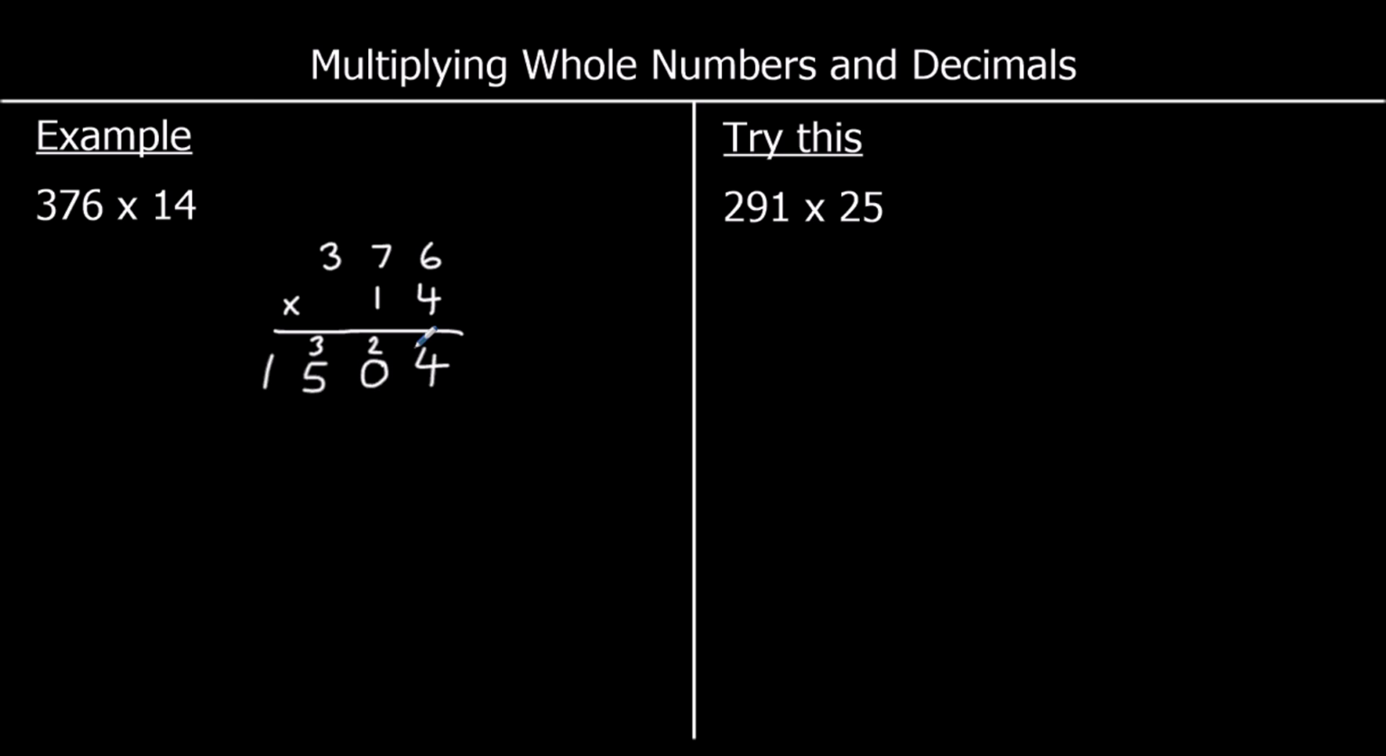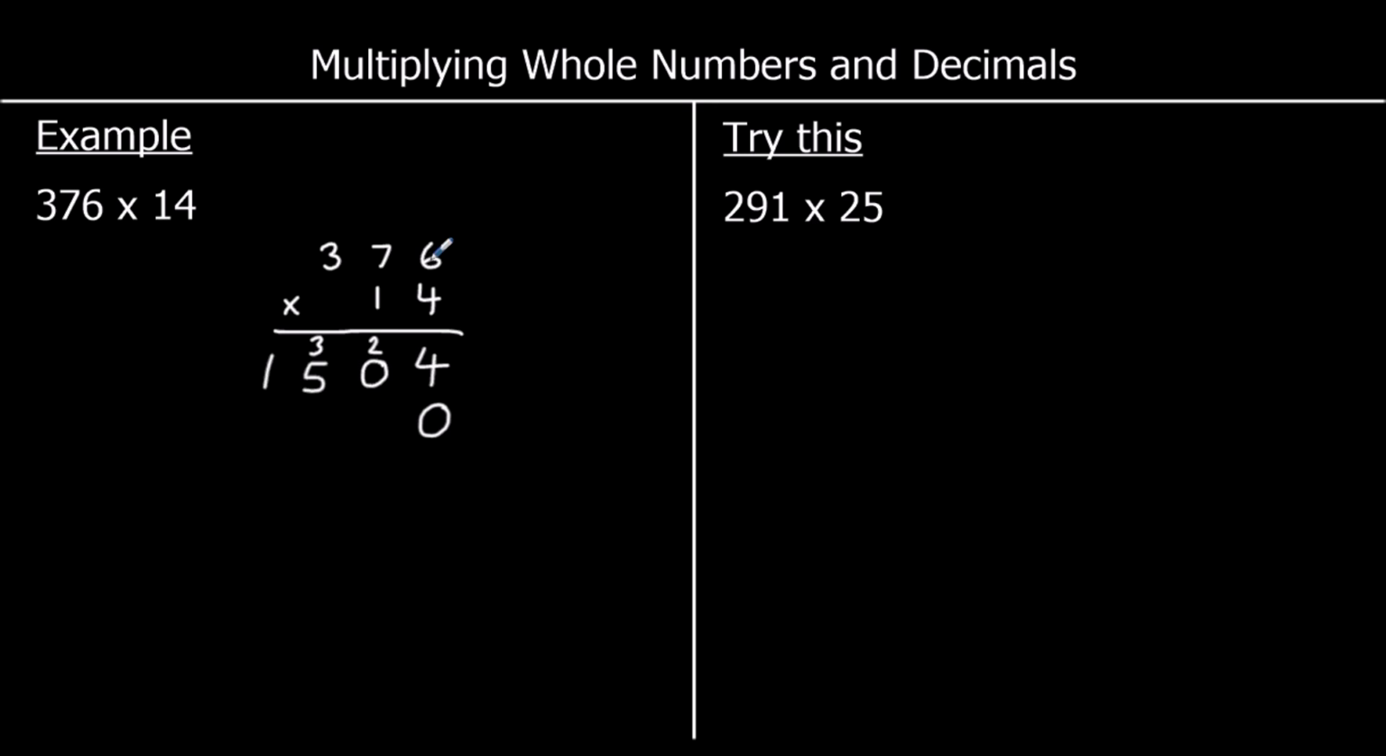Now we're going to do 10 times 376. What I'm going to do, I'm going to add a 0 here because we're multiplying by 10. So I'm going to be doing 10 times 6. 10 times 6 isn't going to be 6. I don't want it in the ones column. 10 times 6 is going to be 60. So I want that in the tens column.